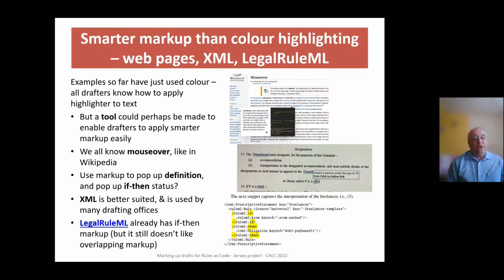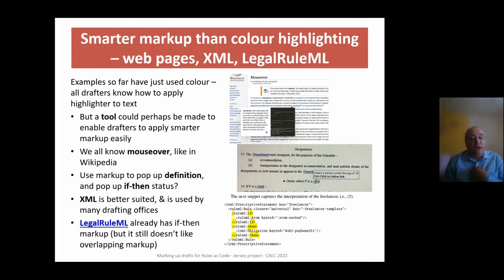All is not lost just because colour coding isn't necessarily the ideal answer. There are other ways of applying markup to text. And the most obvious thing for everybody, I think, is mouse over. This idea that when you roll the mouse over a highlighted term, something pops up. We're all familiar with Wikipedia. If you roll the mouse over a Wikipedia term that has an entry, it will pop up a little taster box of that Wikipedia entry.